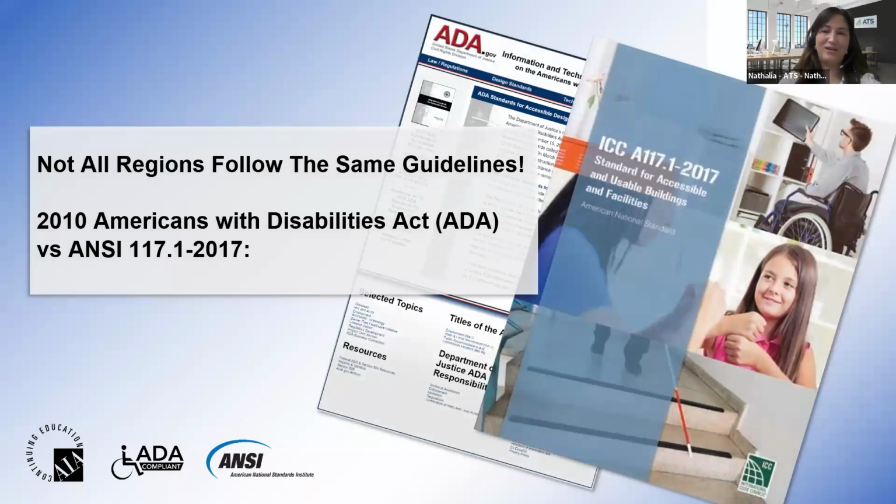So regarding codes, let's talk a little bit about codes. The Americans with Disabilities Act, also known as ADA, is part of the federal civil rights, whereas the reference standards such as the ANSI 117.1 is considered a state and local building code. So depending on your jurisdiction, your country, state, whatever, you as a designer may be required to use either ANSI or ADA. So please make sure to review this requirement prior to design.